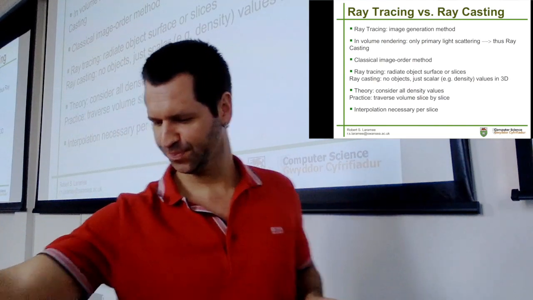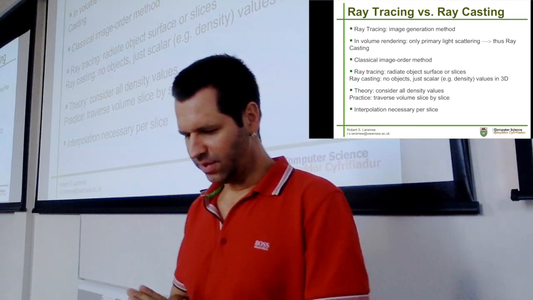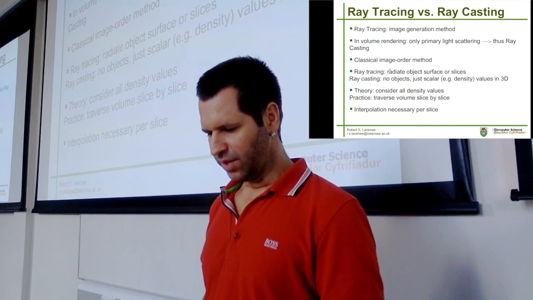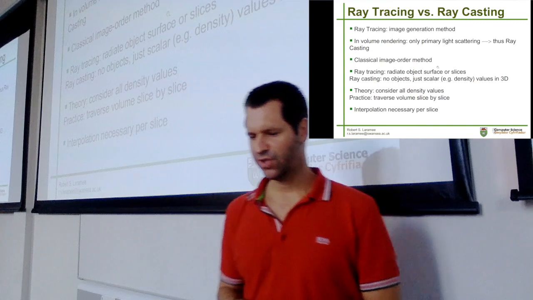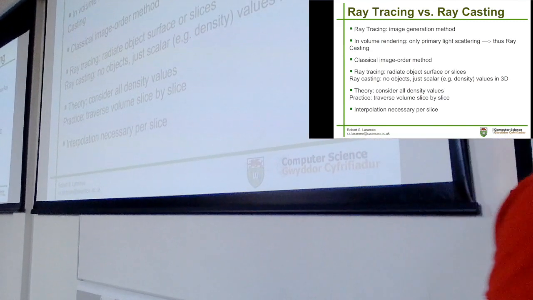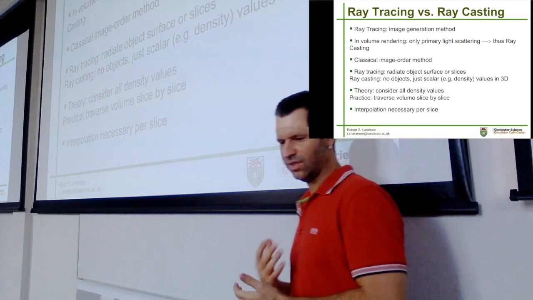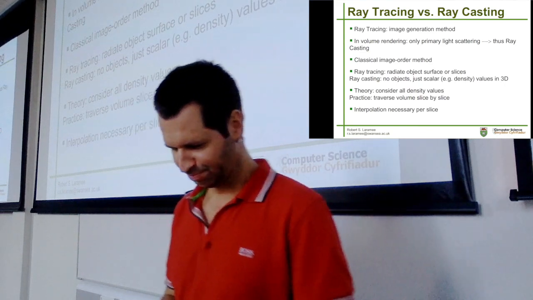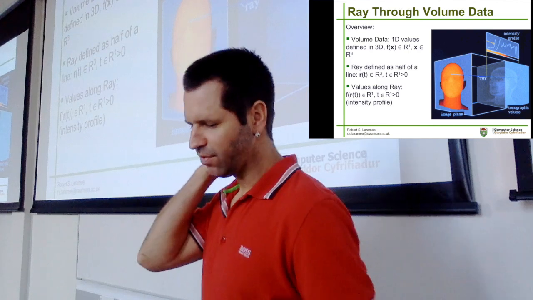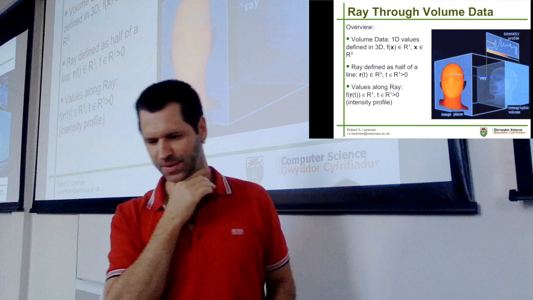So that's a basic summary of the difference. So ray tracing is about radiating objects, surfaces, or slices. In ray casting, there are no objects. There's just a scalar or a density field in 3D. That's the essential difference. It's a conceptual difference, and it's an important conceptual difference, but it's also an implementation difference.